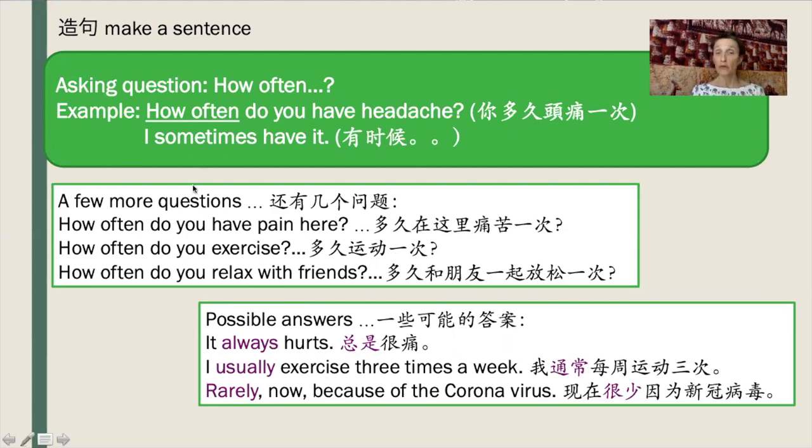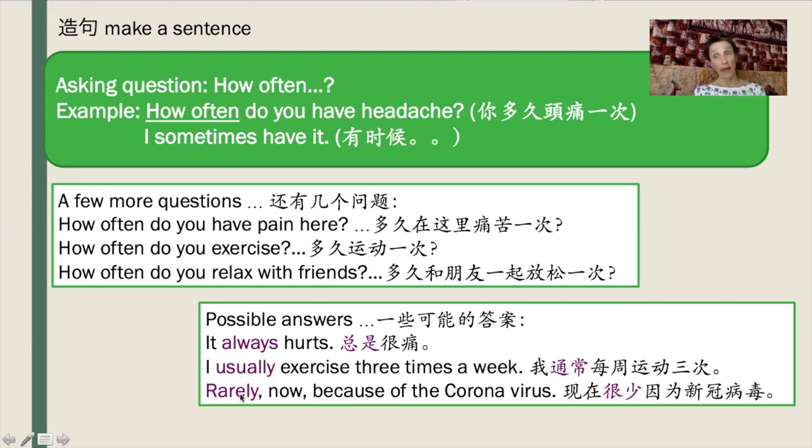Okay, so here are a few more questions. How often do you have pain here? That's a question. And the answer might be, it always hurts. 总是很痛. Okay. How often do you exercise? I usually, 通常, exercise 3 times a week. And how often do you relax with friends?